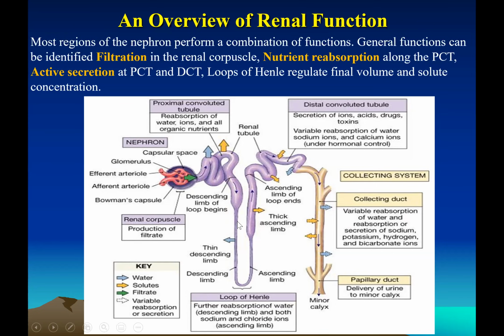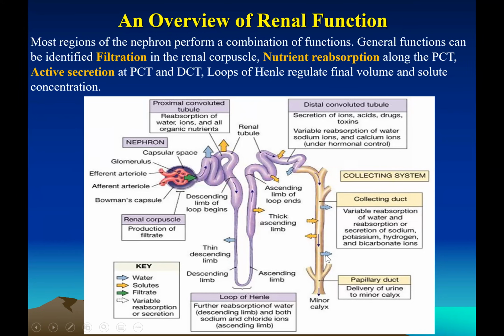In the descending loop of Henle, water will be reabsorbed. In the ascending loop of Henle, sodium and chloride ions will be reabsorbed. In the distal convoluted tube, this is where we secrete the toxins. So all the toxins and drugs that are hanging around in your body will end up here, and then be peed out as urine. Acids, drugs, toxins, it's written here. There's a little bit of absorption of sodium and calcium here.